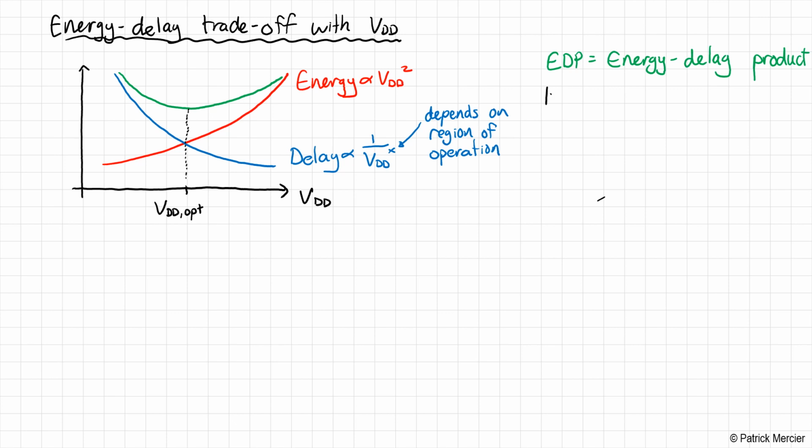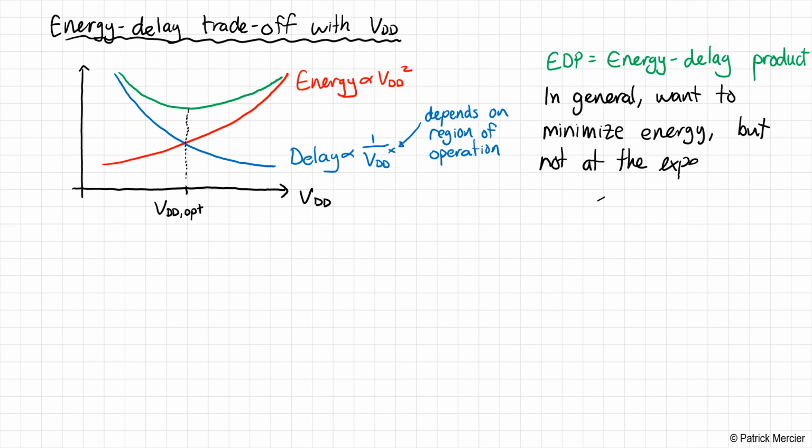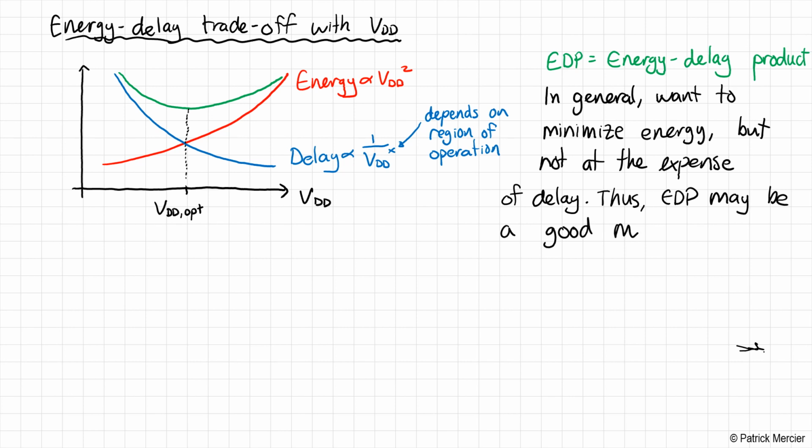So let's just add a little bit of text here. In general, we want to minimize energy, but not at the expense of significant increase in delay. Thus, EDP may be a good metric for us to use, some sort of figure of merit of our digital circuit. If we have a low energy delay product, then that means we're at a reasonably good point in terms of balancing the needs between energy and delay.